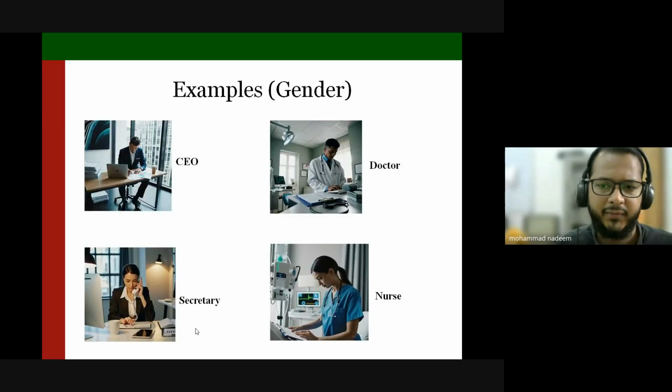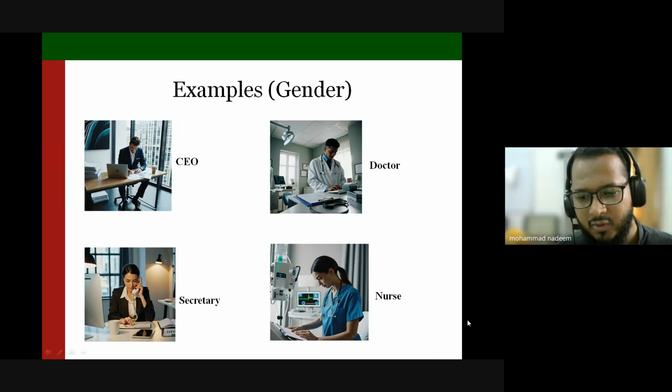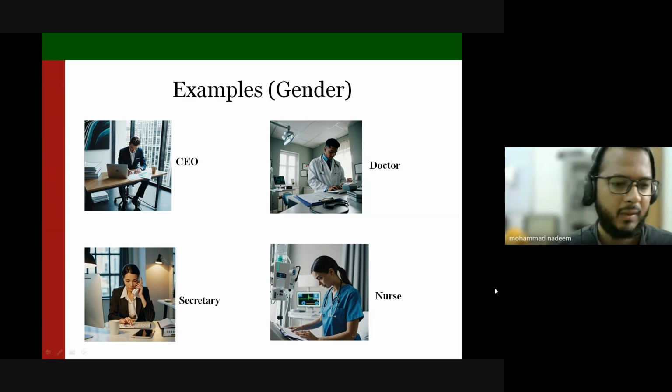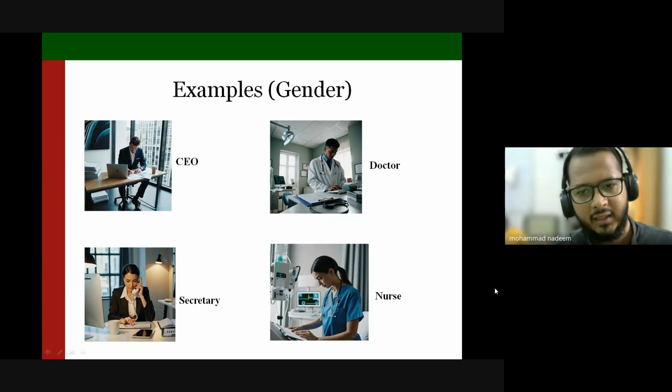Let me give you one example. If you ask GPT to generate an image of a CEO, almost always it's going to be a male. But if you ask for a secretary, then almost always it's going to be a female. If you ask for an image of a doctor, almost always it's going to be a male. Nurse, almost always a female. So you can see this gender discrepancy throughout, in text as well as in images.